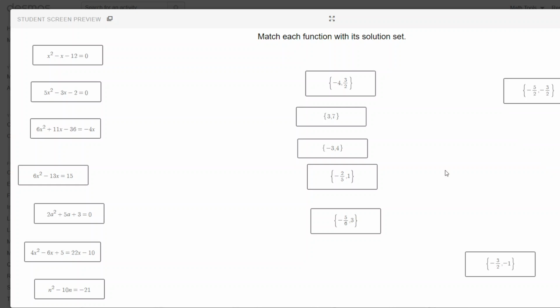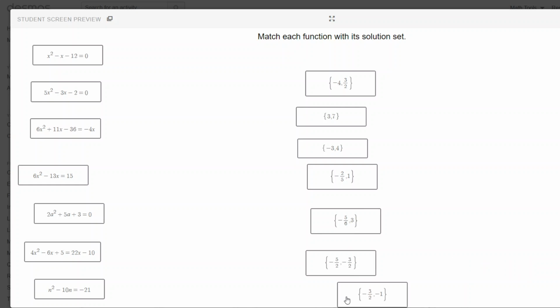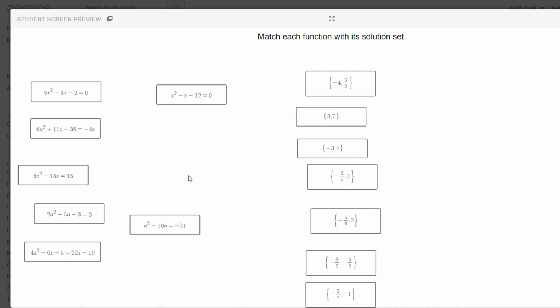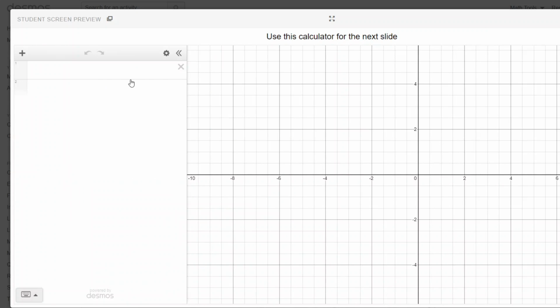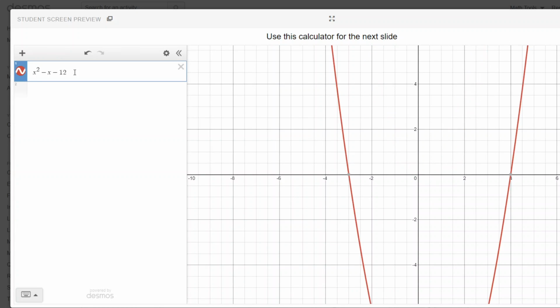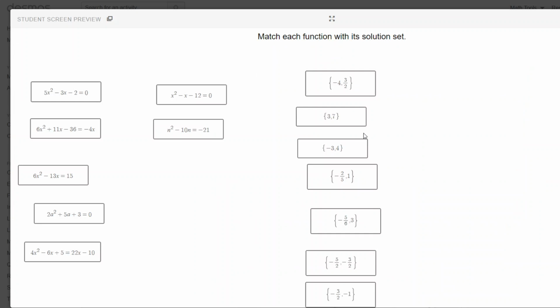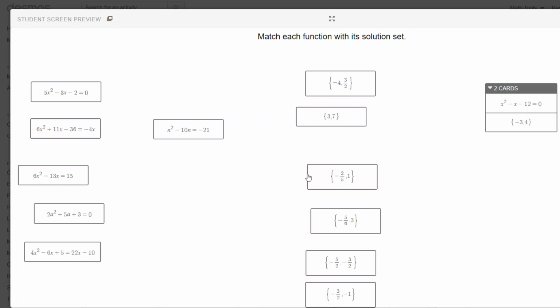Now, one thing I do know is that the ones that start with x squared are going to give me just whole numbers. So that's something I'm going to use to my advantage here, and I'm going to do these 2 questions first. So let's go back then. The first question is x squared minus x minus 12, and then we can go ahead and look for our roots, -3 and 4. And then we can put those 2 together. So there we go, those 2 go together.